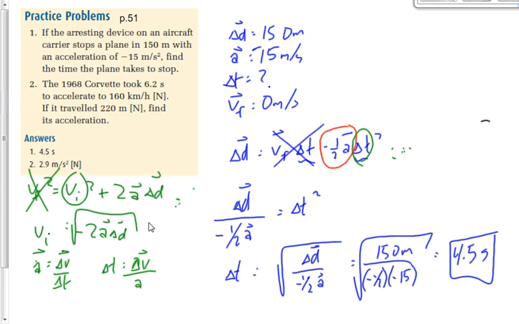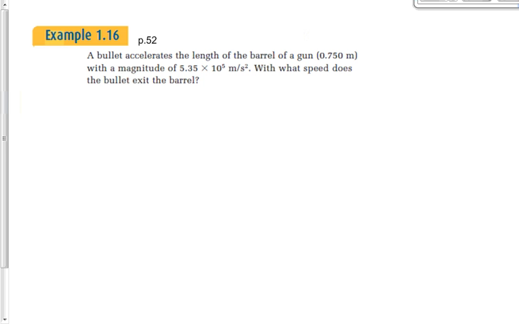Yeah, I want to do one more example, and then we'll just leave you with a couple of questions for homework, and that'll be it for the day. Page 52. Look at that, we're 6 days in and we're already on page 52.